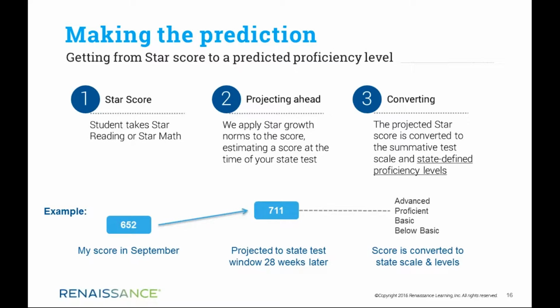It's important to note also that STAR is very flexible, so you don't have to just do this in September or January. You can give STAR pretty much whenever you want, and you get the same kind of prediction at every point in time. The software will always adjust based on the dates that you're taking the test, and will adjust those growth expectations based on how each student is doing.